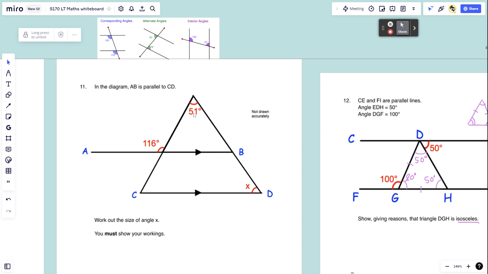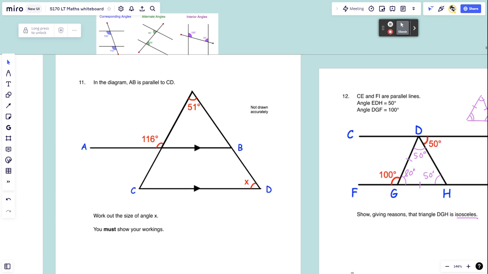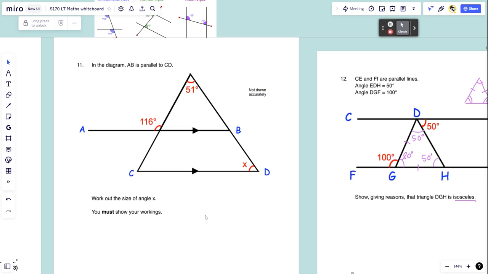So what have we got then? In the diagram, AB, the line connecting point A to point B, is parallel to CD, and they've demonstrated this with these arrows. That's what these symbols mean. Work out the size of angle X. So what do we know? Well, we know that this is parallel with that, and we know that angles in a triangle add up to 180 degrees.